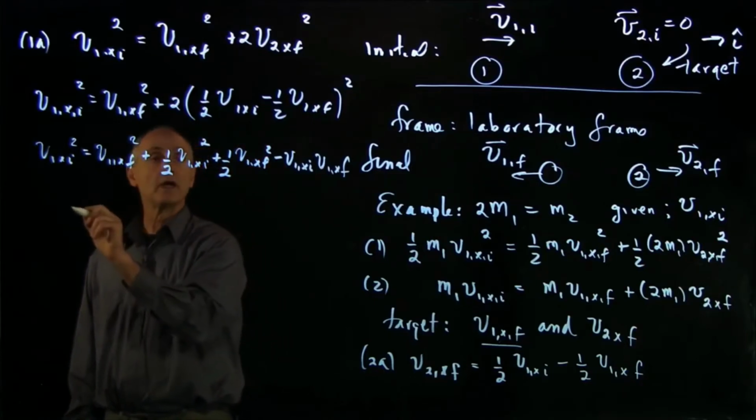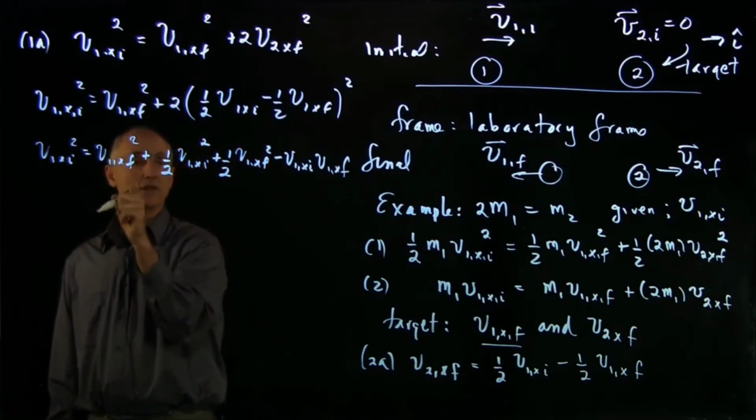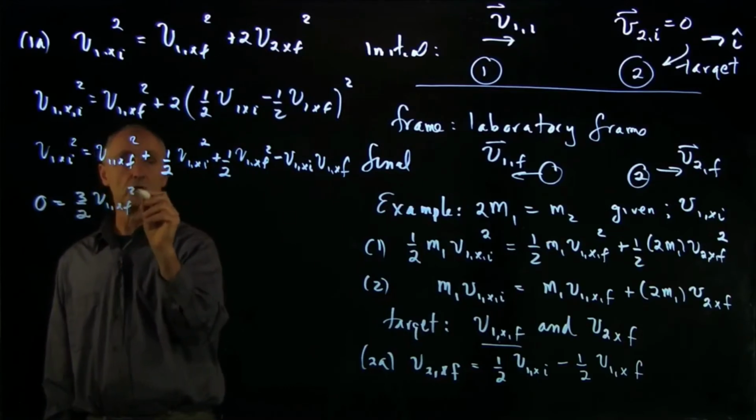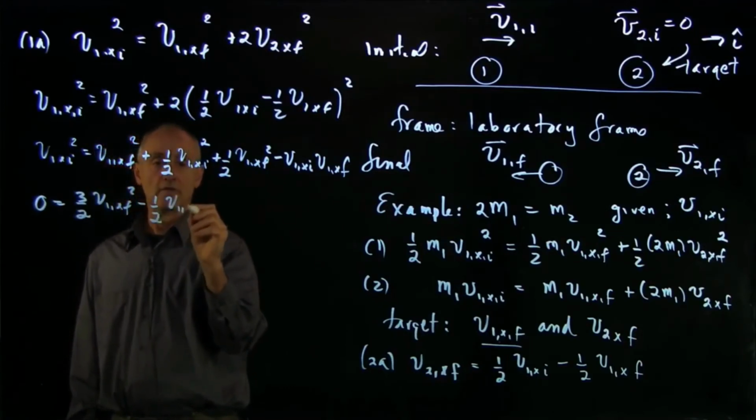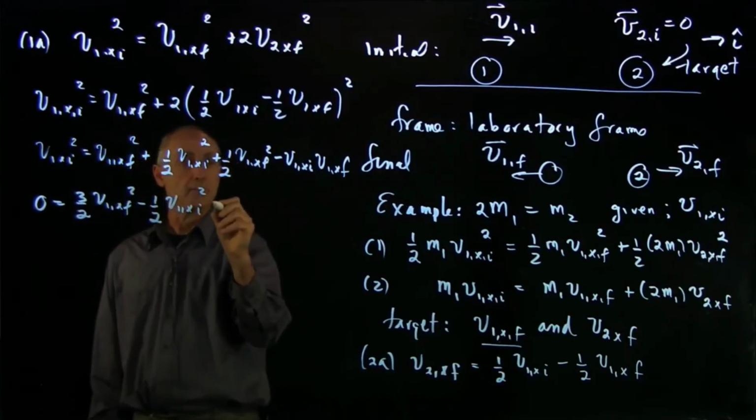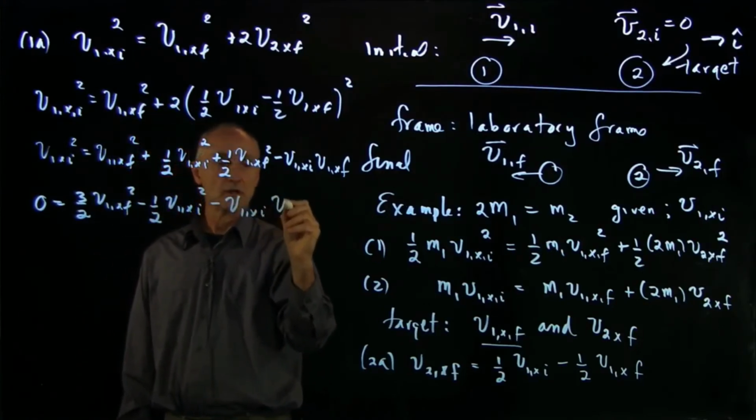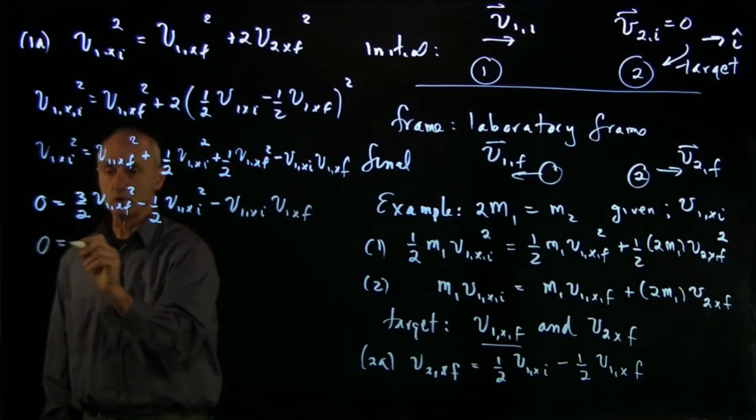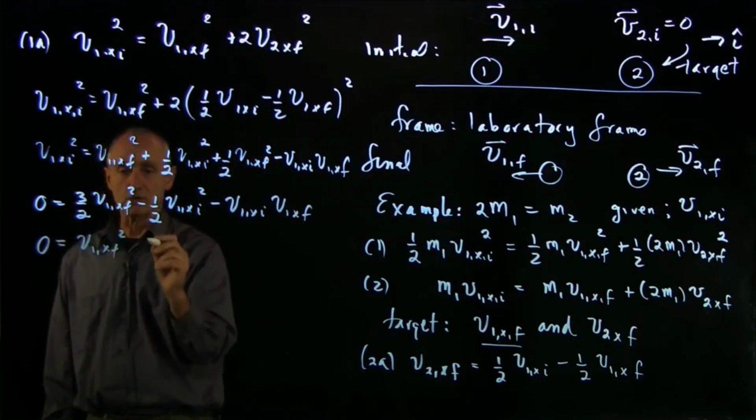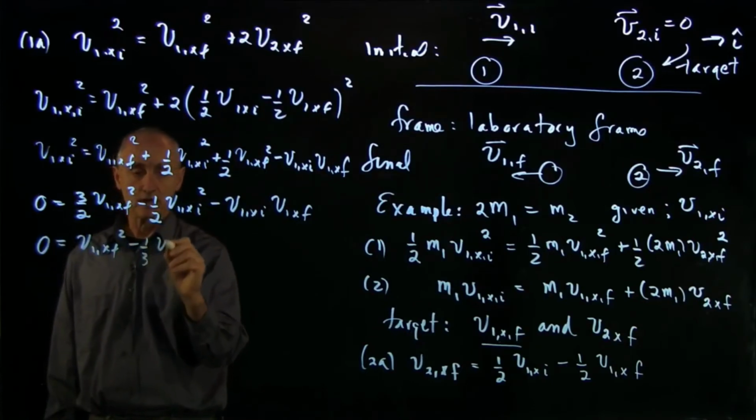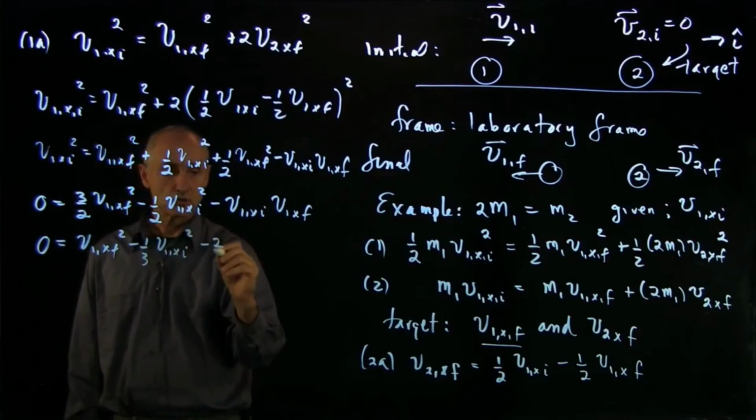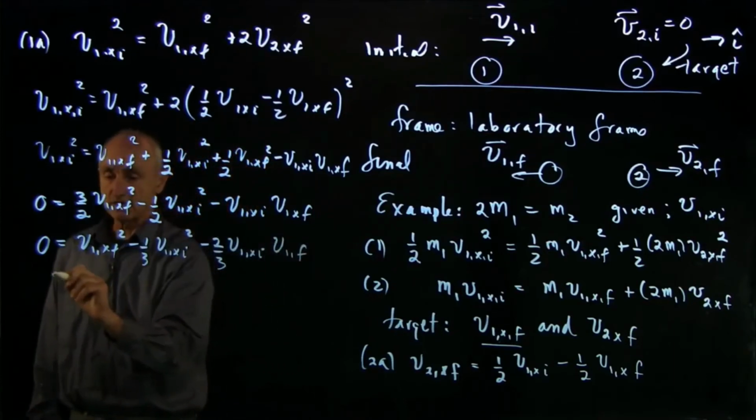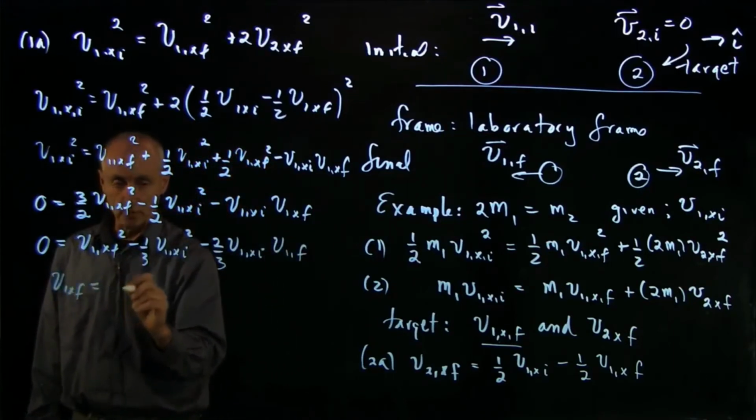Now, let's collect terms. Let's bring everything over to this side. So we have 0 equals 3/2 V1x final squared minus 1/2 V1x initial squared minus V1x initial, V1x final. Now, I always like to write this in a simple way to use the quadratic formula. So I'm going to divide through by 3/2, and I get minus 1/3 V1x initial squared minus 2/3 V1x initial, V1x final. And this is now a simple application of the quadratic formula.